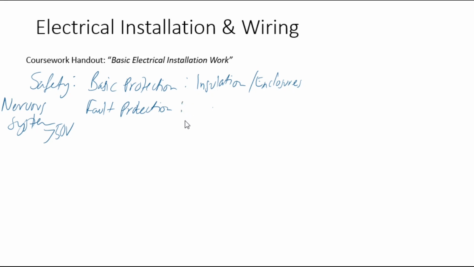Fault protection, on the other hand, is protection against indirect contact. So in the event that there is a short circuit, that is, a live potential carrying conductor comes into contact with the metallic body of a device, or there is a fault between a live wire and, say, the earth or the neutral, you would require fault protection, which prevents human beings from touching devices that are electrically charged.